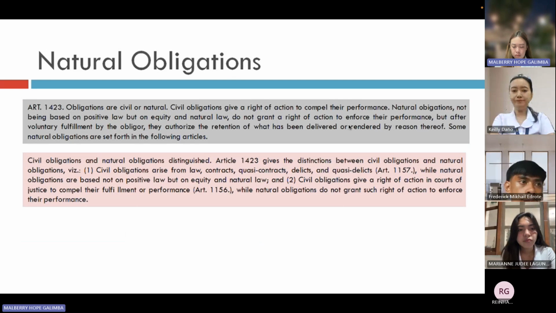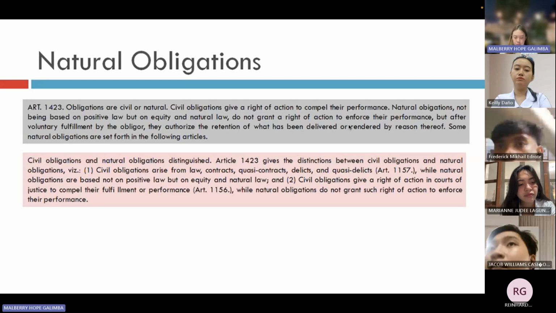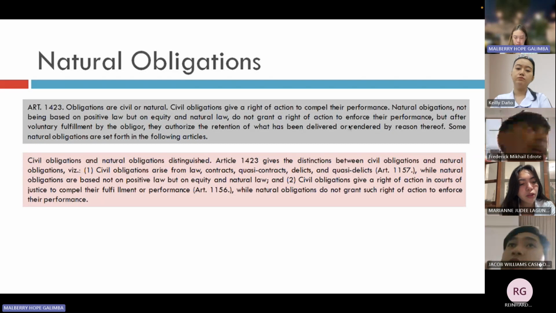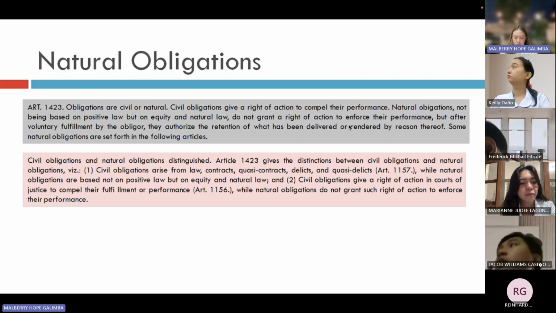Now, natural obligations. For purposes of a summary, Article 1423 states that obligations are civil or natural. Civil obligations give a right of action to compel their performance. Natural obligations, not being based on positive law but on equity and natural law, do not grant a right of action to enforce their performance, but after voluntary fulfillment by the obligor, they authorize the retention of what has been delivered or rendered by reason thereof. Some natural obligations are set forth in the following articles.